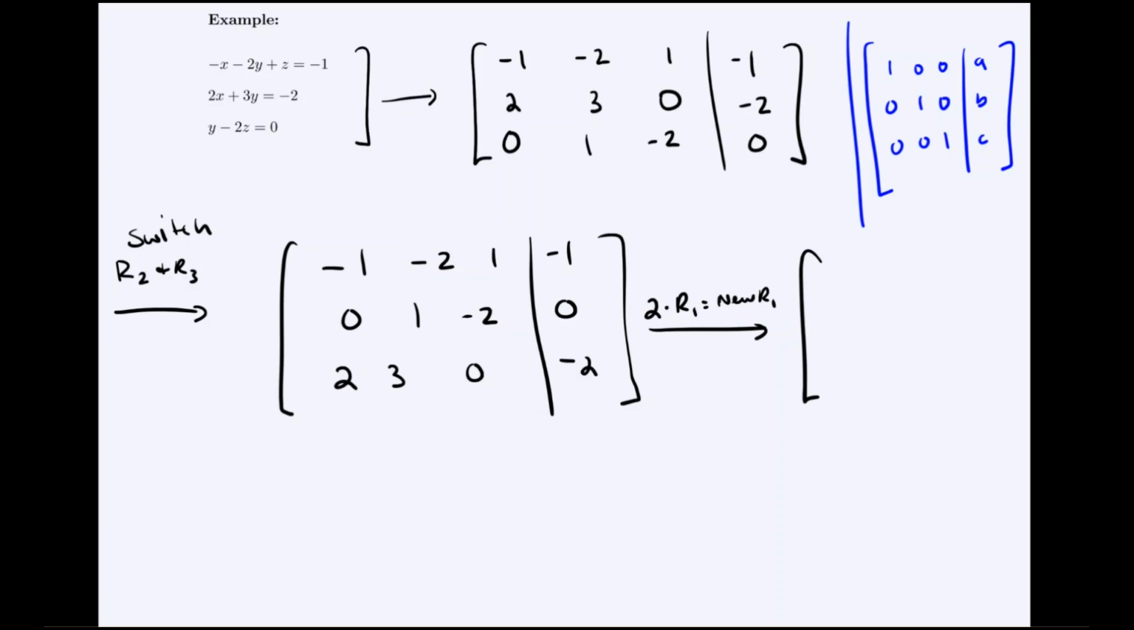So 2 times -1 is -2. 2 times -2 is -4. 2 times 1 is +2. 2 times -1 is -2. The other rows remain the same.